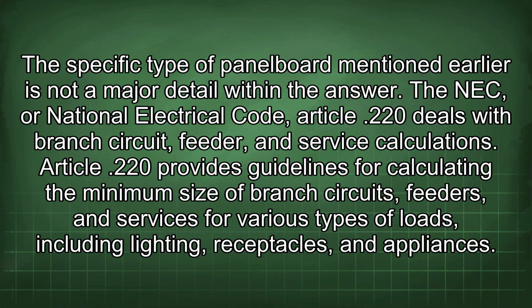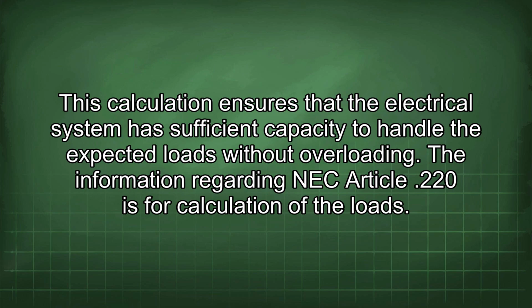The NEC, or National Electrical Code, Article 220 deals with branch circuit, feeder, and service calculations. Article 220 provides guidelines for calculating the minimum size of branch circuits, feeders, and services for various types of loads, including lighting, receptacles, and appliances. This calculation ensures that the electrical system has sufficient capacity to handle expected loads without overloading. The information regarding NEC Article 220 is for calculation of the loads.